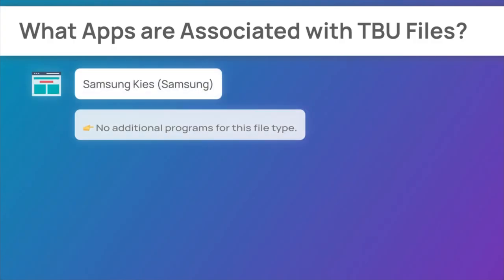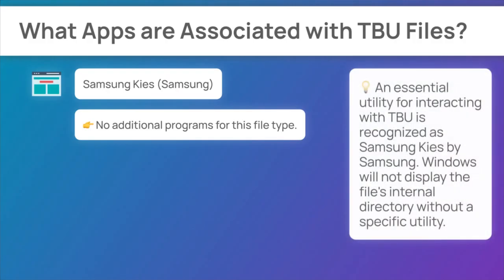Technically, the best program for TBU is usually Samsung Kies from Samsung. Windows will not display the file's internal directory without a specific utility. Windows cannot explore backup archives, so extraction depends on compatible backup utilities.